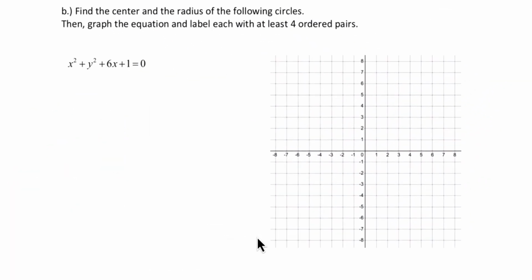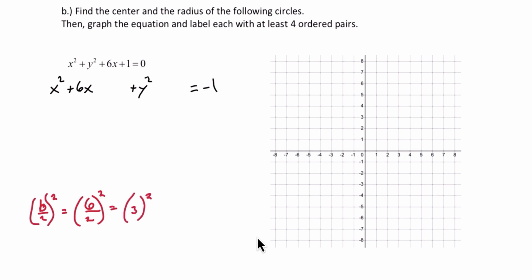Up next, again, we want to start by putting the x terms together, leave a blank spot, and put the y terms together, equals -1, moving the constant to the right side. Complete the square on the x's. So b over 2 squared. b is 6. Cut it in half, and we get 3. And square 3, and we get 9. So 9 is what we add in beside the x's to get that perfect square trinomial. If you do it on the left, make sure you do it on the right side as well.